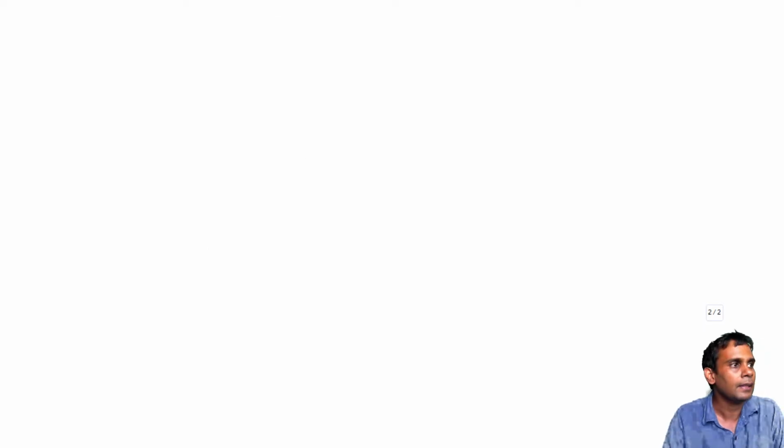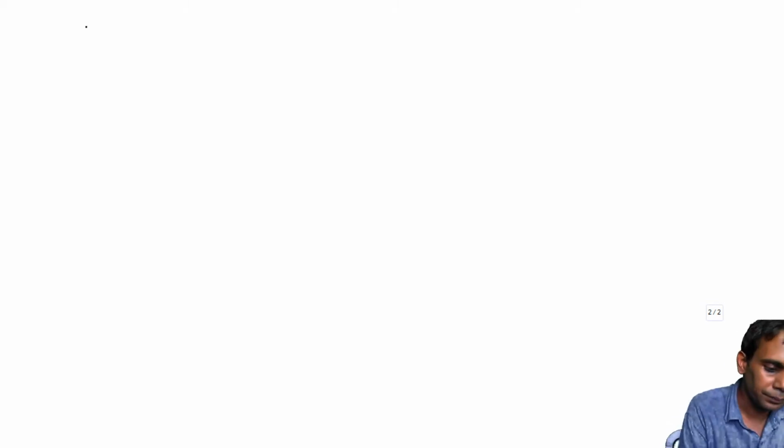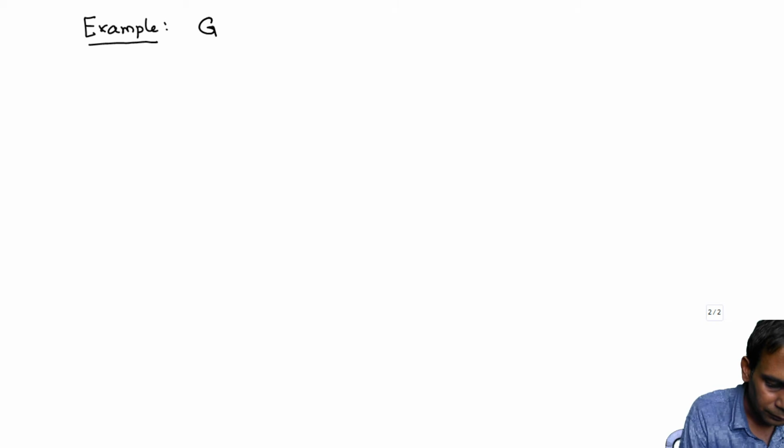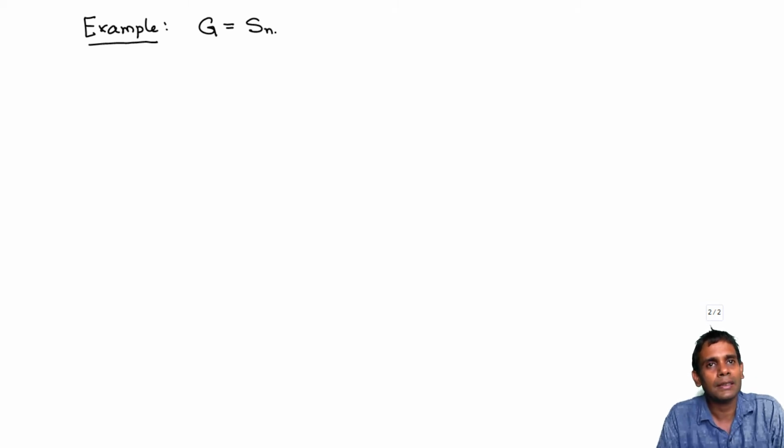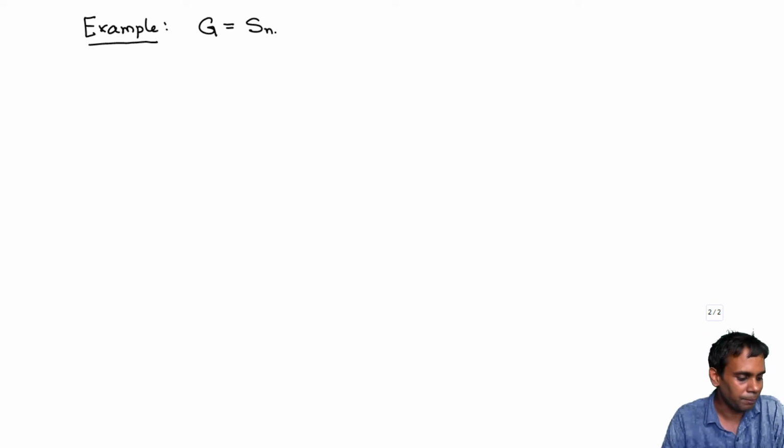So conjugacy is an equivalence relation. Let's look at the example of the symmetric group. Now, to study both order and conjugacy in the symmetric group, we need to understand elements in terms of what is called the cycle decomposition. I'll just explain this by example.